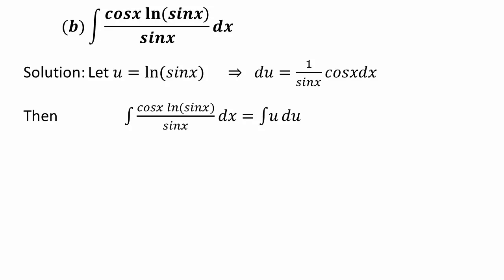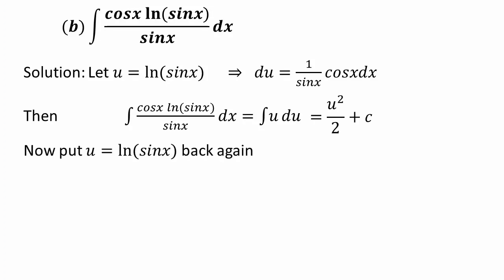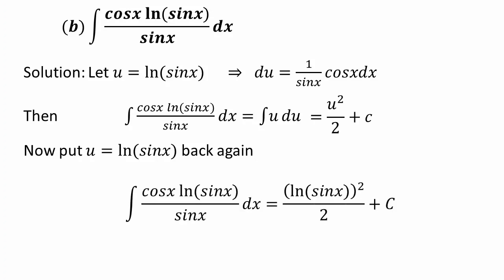So we can write integration of u du. Now by using the power rule, integration of x power n is equal to x power n plus 1 by n plus 1 plus c. So we can write u square by 2 plus c. Now put u equal to log of sine x back again. So we get the result: integration of cos x log of sine x divided by sine x dx is equal to log sine x power 2 divided by 2 plus c.